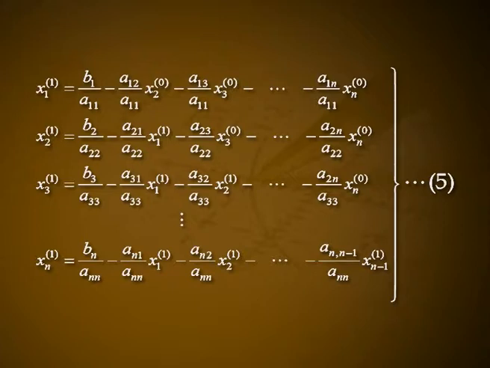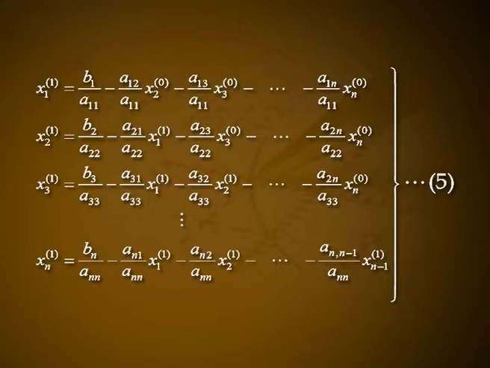xn1 using x10, x20, etc. xn0. x11 equal to b1 by a11 minus a12 by a11 into x20 minus a13 by a11 into x30 minus etc. minus a1n by a11 into xn0. x21 equal to b2 by a22 minus a21 by a22 into x11 minus a23 by a22 into x30 minus etc. minus a2n by a22 into xn0.